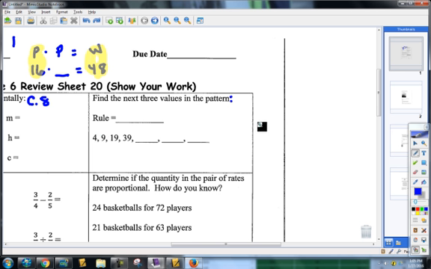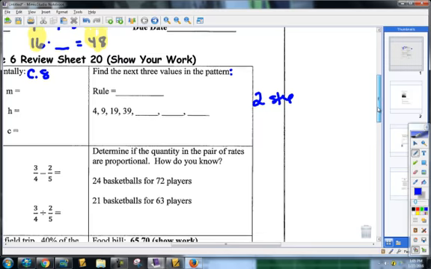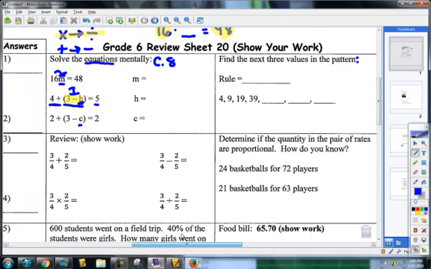So right away, you got to know that this is probably some sort of two-step. You're adding, then you're dividing. You're adding, then you're multiplying. You're subtracting, then you're dividing. Something is happening like that. And then obviously you need to find the next 3 terms. But I think you guys, from what I've seen, are going to be fine with that one.